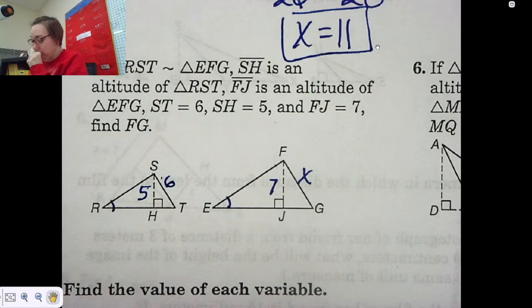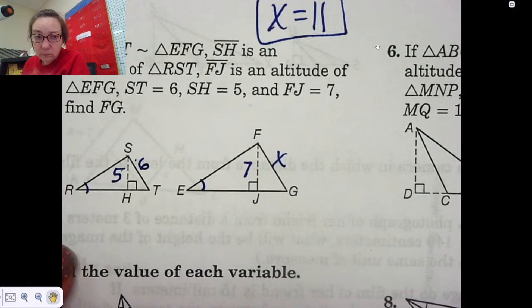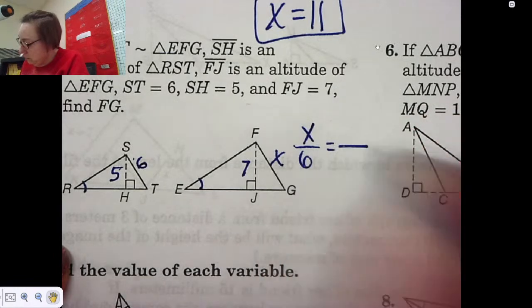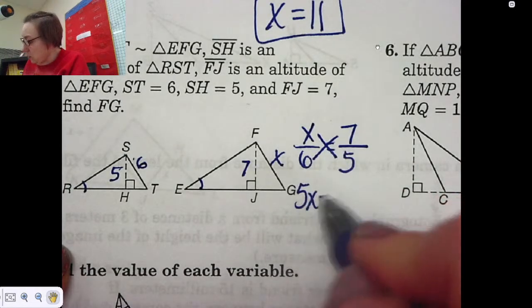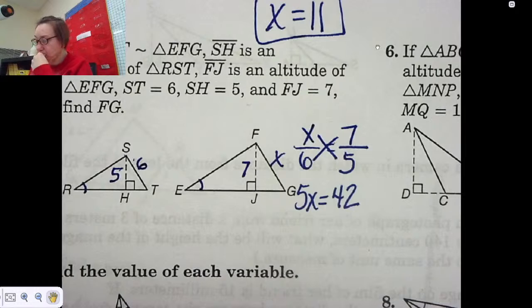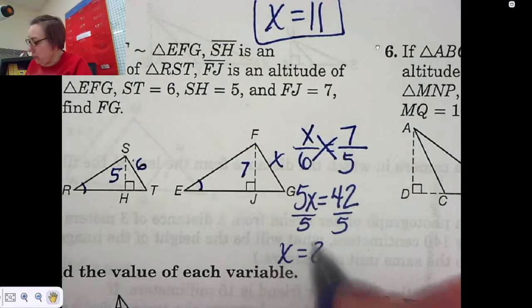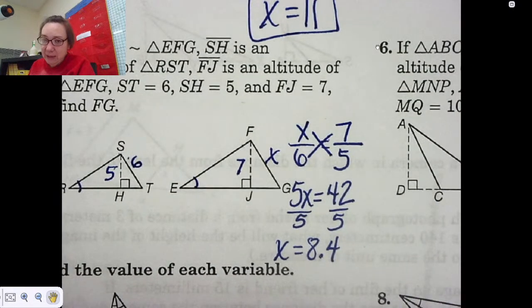So when we set it up, how do y'all want to set this one up? X over 6 equals 7 over 5. And then we're going to just cross multiply. So we're going to have 5x equals 42. And then what? Divide by 5. 8 point what, buddy? Is he right? Gosh. So smart.